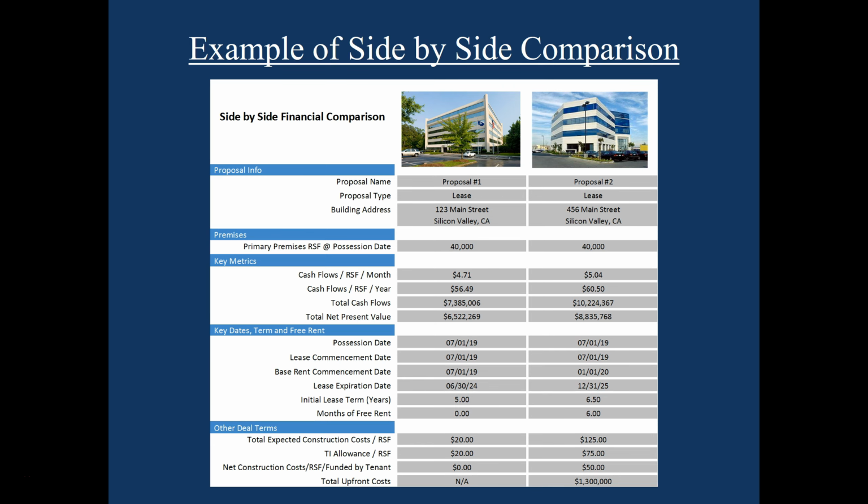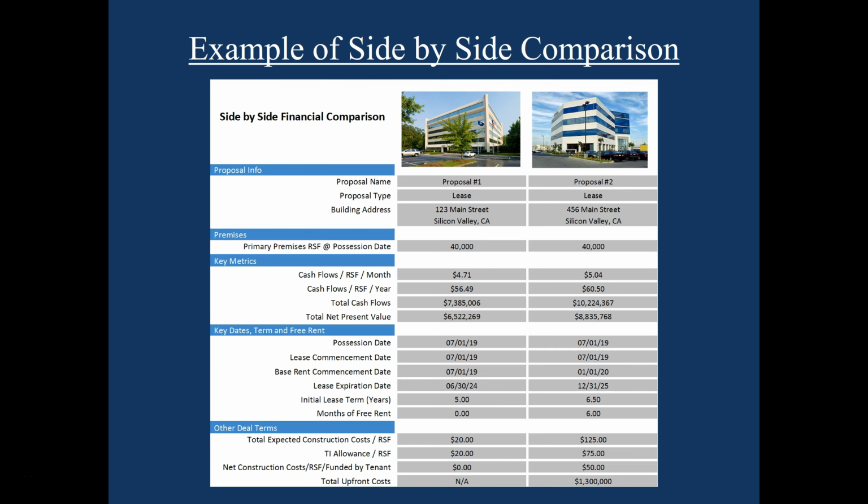As you can see, the property on the right has a lease commencement of July 1st, but the rent commencement is the following January 1st because it has 6 months of free rent, which is also shown a few lines down in the row titled Months of Free Rent. Below that, it shows the total expected construction cost stated in dollars per square foot. The left property is a renewal of the space this tenant is currently occupying, while the right property is a new space, which is why you see a significant difference in the cost of construction.